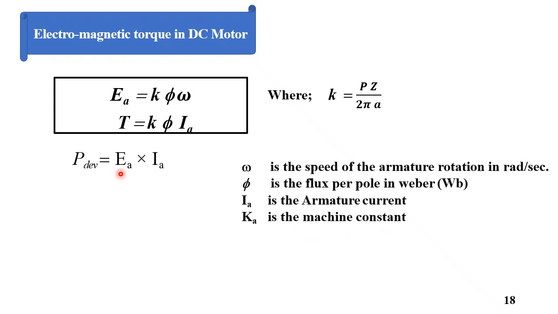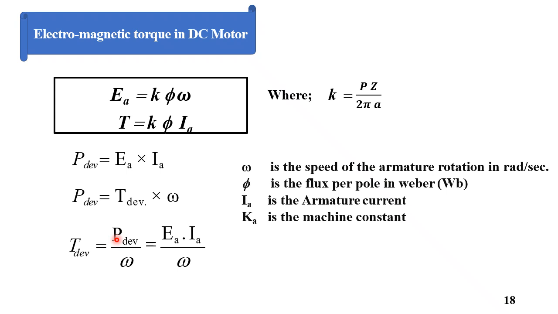The power developed equals EA times IA, and from the mechanical point of view is equal to the torque developed times omega. If we need to calculate the torque developed, we can obtain it by dividing the power developed by omega. The power developed equals EA times IA, divided by omega. We get the torque developed in Newton meters.